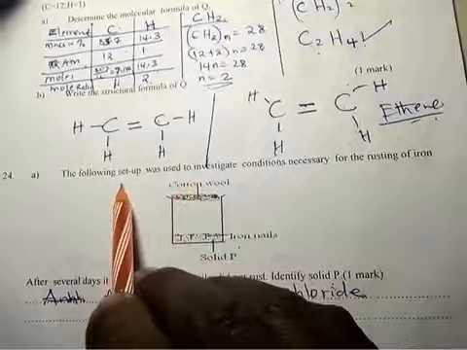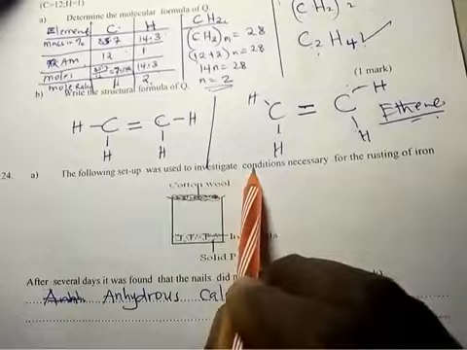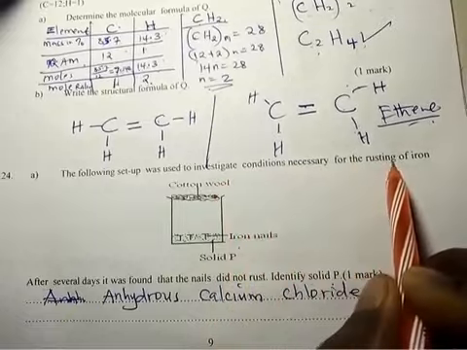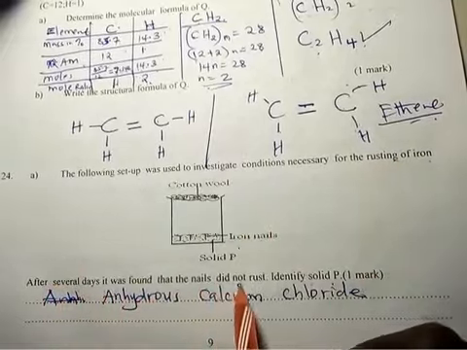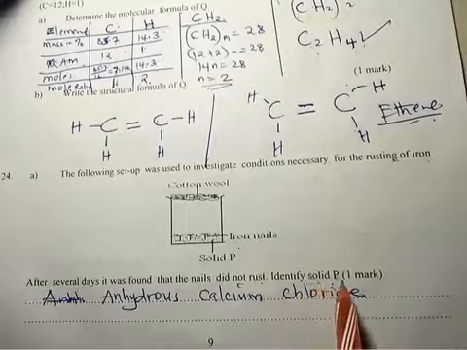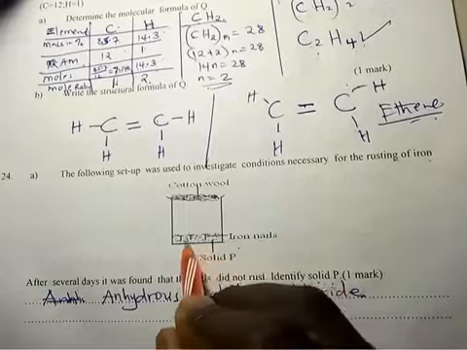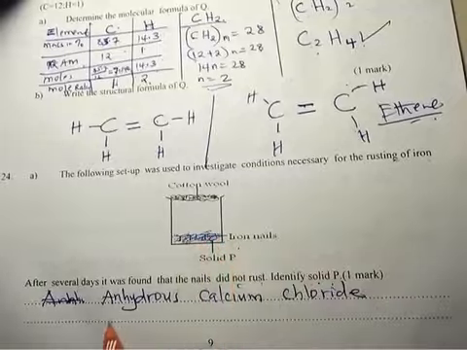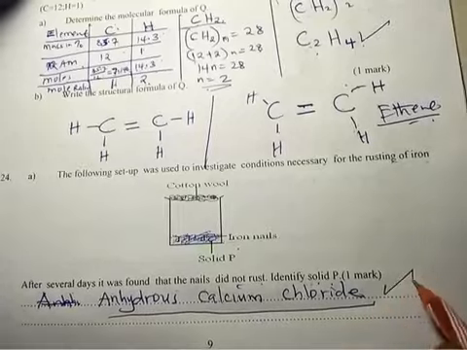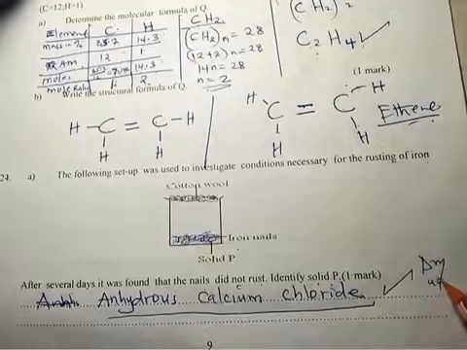The following setup was used to investigate the condition necessary for rusting of iron. After several days, it was found that the nails did not rust. Identify solid B. So if there was a solid B here, it must have absorbed all the moisture from there, and that one is anhydrous calcium chloride because it is a drying agent.